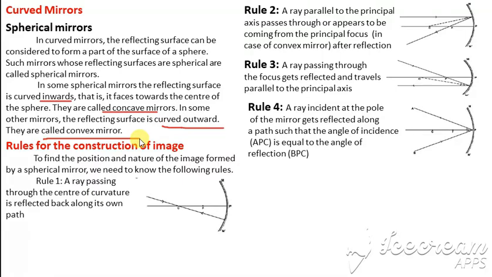Yes, next are the rules for constructing an image. So we are going to see what rules there are to construct an image. The first rule is: a ray passing through the center of curvature is reflected back along its own path. Before that, let me take this to be the spherical surface. So take a spherical surface. The center of that surface, the point on the mirror, is called the pole.